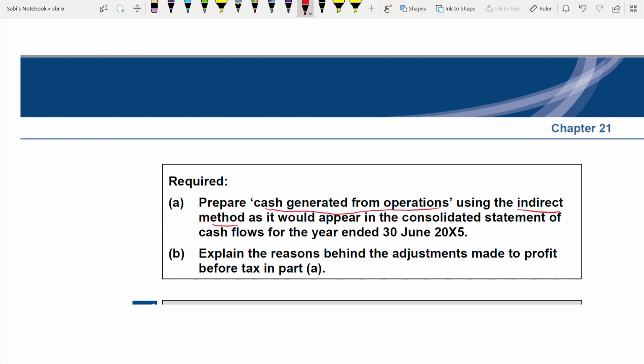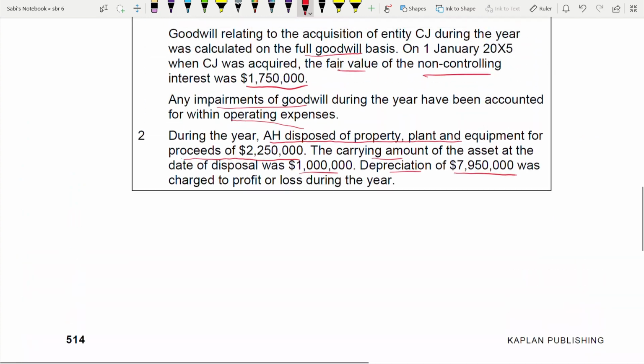And part B. This is a very standard exam style question. Even in your exam, if you go through the past papers, you will see this is the way a question is asked from IAS 7. First is the calculation, second part is the discussion. Explain the reasons behind the adjustments made to the profit before tax in part A. You definitely have to do part A before doing part B. I'll be doing both of these.